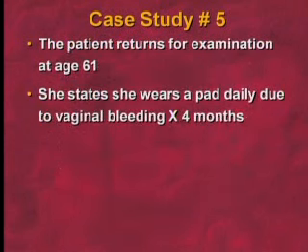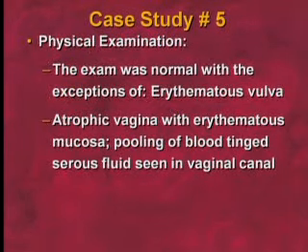So we're going to fast forward just a little bit. The patient didn't come in for a year or so, and she comes back in at age 61 for her follow-up annual exam. She tells us that she's wearing a pad daily and she's been having vaginal bleeding for 4 months. The physical exam was normal with the exception of an erythematous vulva. She also exhibited an atrophic vagina with erythematous mucosa. She had pooling of blood-tinged serous fluid in the vaginal canal.